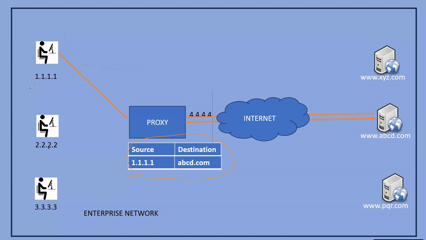If you look at this table, it will see that ABCD is the destination from where the traffic is coming. Who wanted the traffic? 1.1.1.1. So it will forward this response to 1.1.1.1, and 1.1.1.1 will be able to view abcd.com. Similarly, the same type of request happens for 2 and 3.